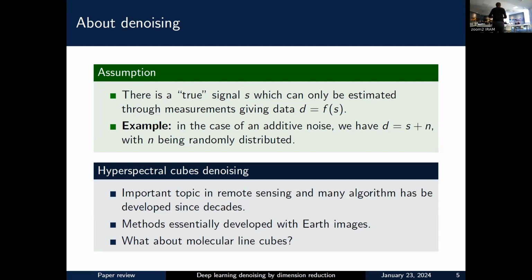And in the case of hyperspectral cube denoising, there are plenty of algorithms that have been developed over decades in the remote sensing community. But those methods are essentially developed with Earth images, and they are quite different from the astrophysical hyperspectral observations. And the question is, what about the molecular line cubes that we have in the Orion B dataset?